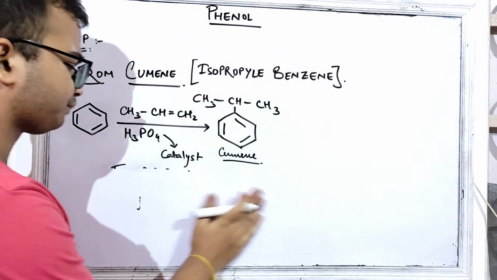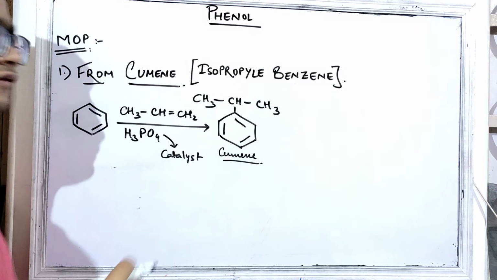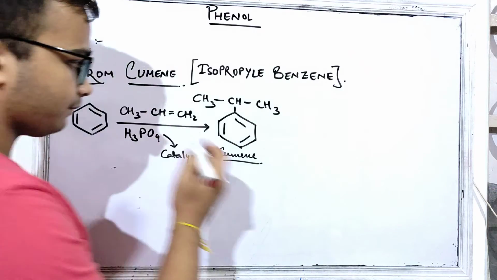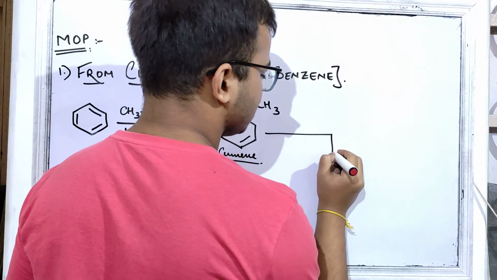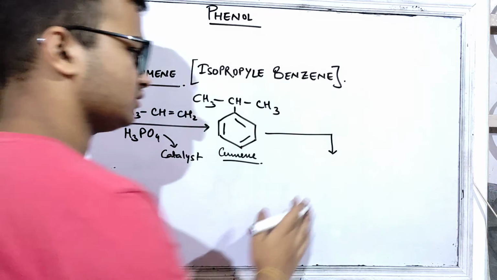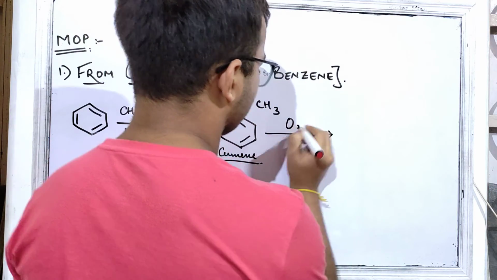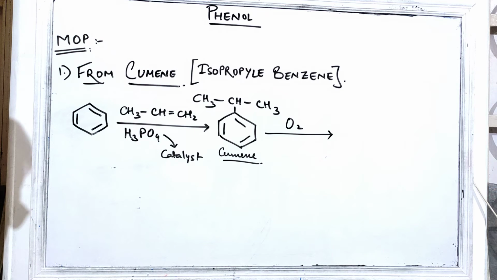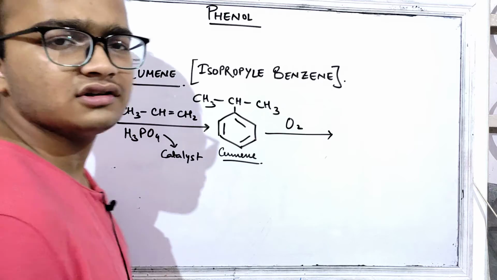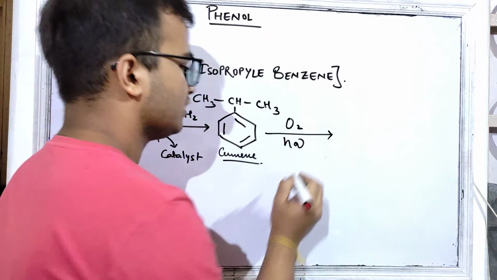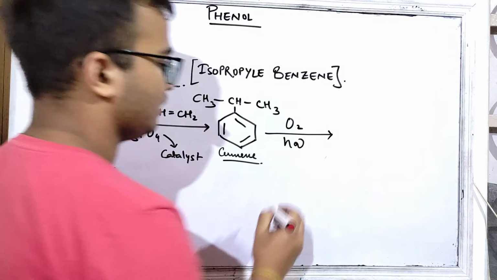Okay, so this was my cumene. Now I will perform the aerial oxidation of cumene. Now see what's happening here. Aerial oxidation means the action of oxygen. In the air oxygen is present, so oxygen will act on this cumene, and as a result cumene hydroperoxide will be formed. Aerial oxidation also means there will be the presence of light, so you can write here h nu, and this occurs by the free radical mechanism.